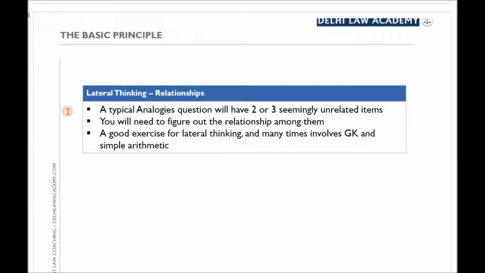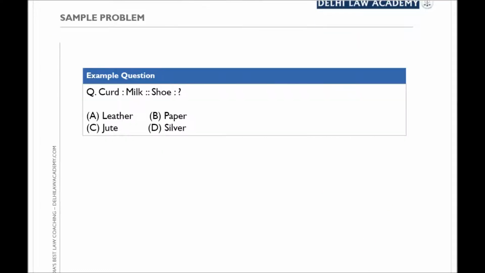You need to apply your lateral thinking a little bit to see what the relationship is among those two or three items. So we'll be looking at a few examples in this video, but just to prepare you, the relationship sometimes is just English, sometimes it involves GK, and sometimes it also has simple arithmetic. So you need to apply your lateral thinking and be open to all kinds of ideas for these relationships.